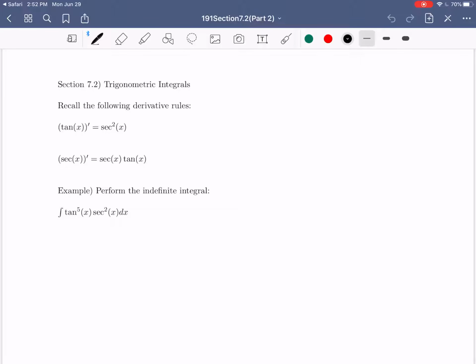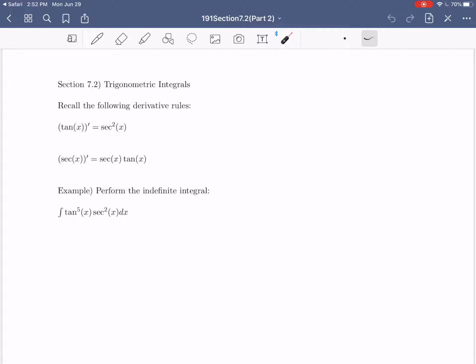In today's video, we're going to be finishing up section 7.2 from your textbook, which introduced us to how to handle trigonometric integrals. In the first video for this section, we went through and saw how to handle, in general, products of sines and cosines. And we were able to come up with a general approach for doing that.